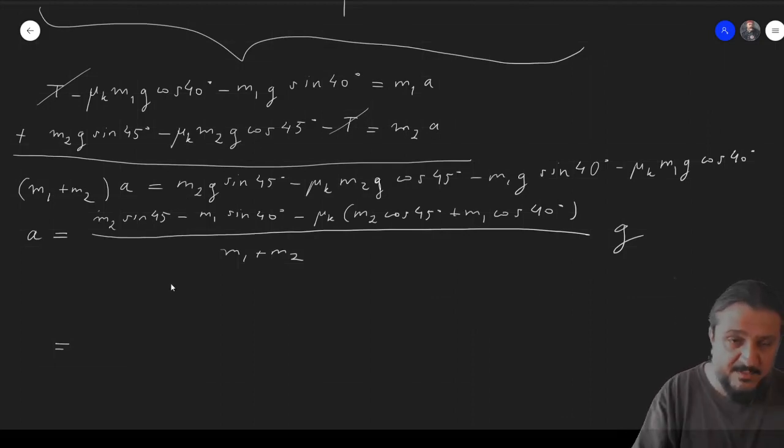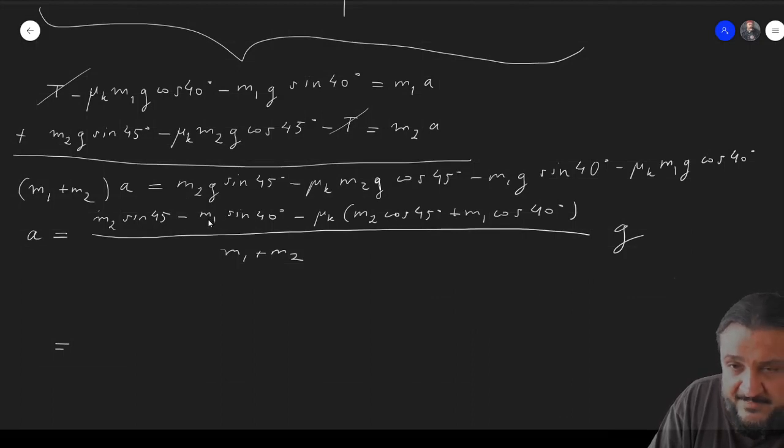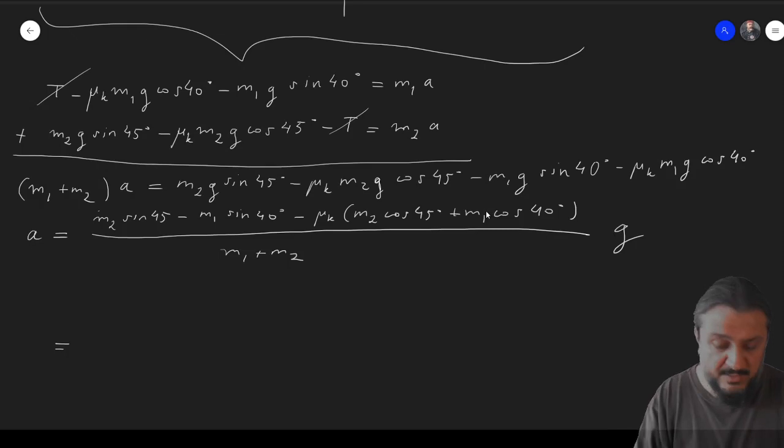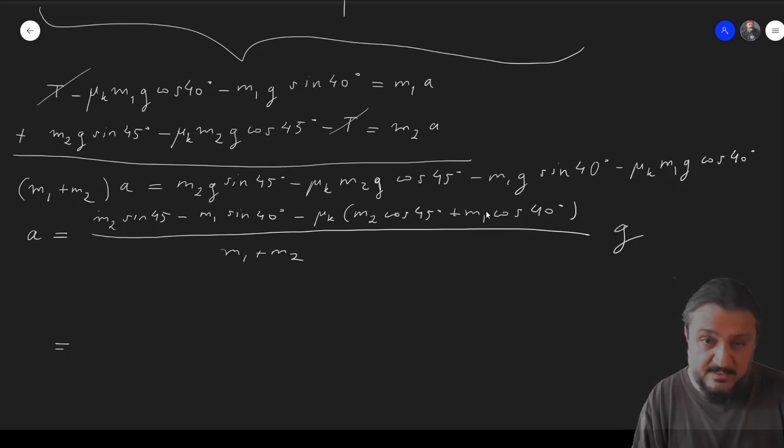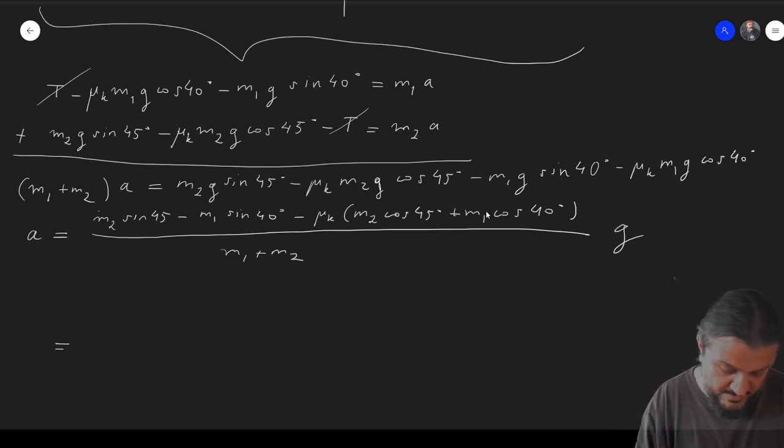All right, so let's plug in the numbers now. M2 was 12, M1 was 5. Okay, I'm just going to plug in the numbers, and mu k is 0.1. So M2, 12 sine 45 minus 5 sine 40 minus 0.1 times, open parentheses, M2, 12 cosine 45 plus M1, 5 cosine 40, close parentheses, and divide by M1 plus M2, 5 plus 12.